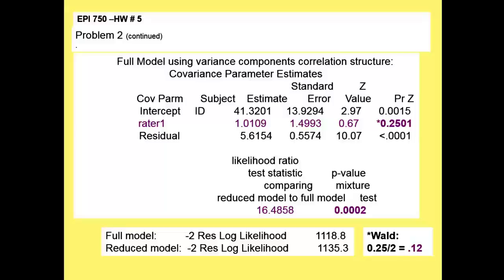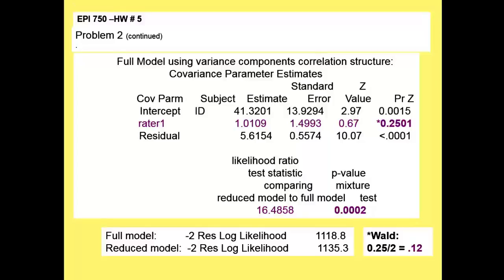The mixture test is saying you better keep rater in there. Rater is significant. It's a significant effect. You better keep it in there. If you do the Wald test, you find that the rater is not significant. Okay. Now, what am I telling you? What should you do based on the fact that they gave you different results? The Wald test or the mixture test? Which one should you do?